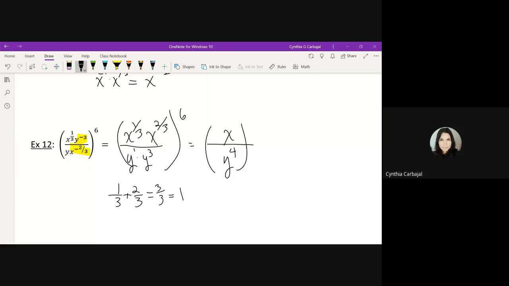Now we still have a 6 outside. So we have to multiply that 6 or distribute it to the x. But I also have to distribute it to the y. And y already has a 4, so those multiply. And that is our answer. I know it was a little extensive, but that's just to challenge you guys. And that's it. That's all your notes for today.